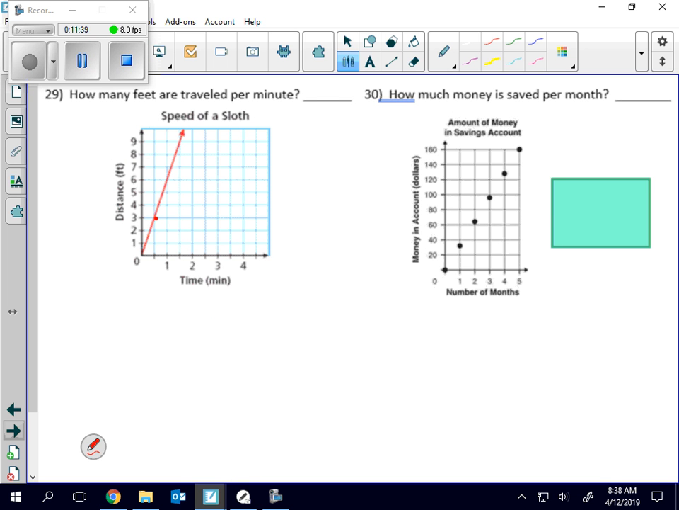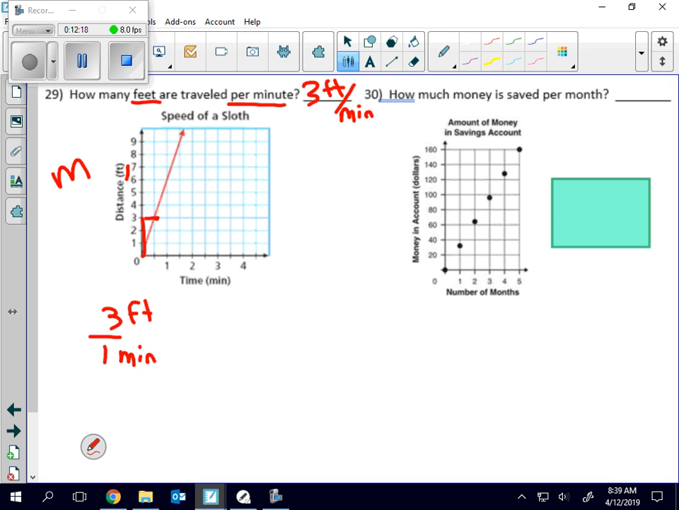All right, 29 and 30, and then we're done. How many feet are traveled per minute? So when I look at feet per minute, I know I'm talking about slope. It's a rate. So I need to go get slope. From here to here, I'm hitting crosshairs. I rise 3. I run 1. So it's 3 over 1. I rose 3 what? I rose 3 feet, and I ran 1 minute. So we have 3 feet per minute.